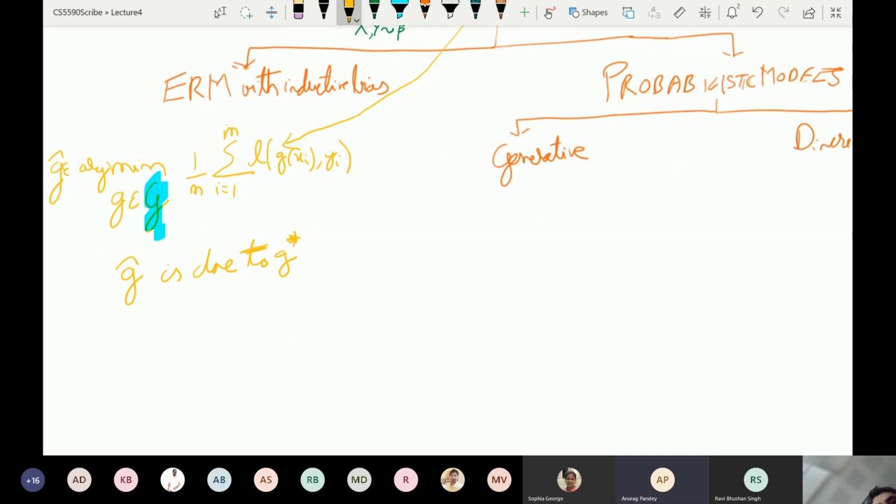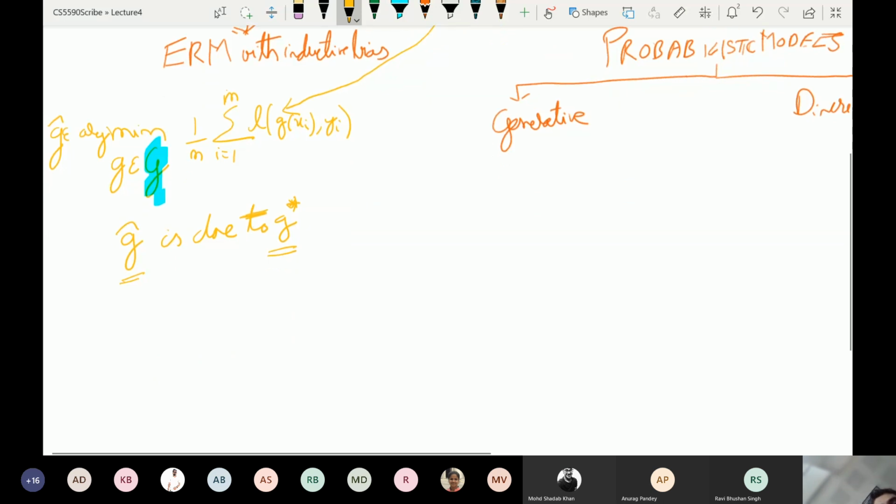Okay, so this is what we tried to show or argue for: which kind of inductive biases, which kind of loss functions, if we choose, then G hat, in which sense it will be close to G star. We have discussed various details till now.